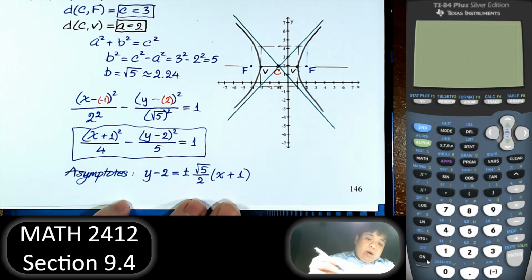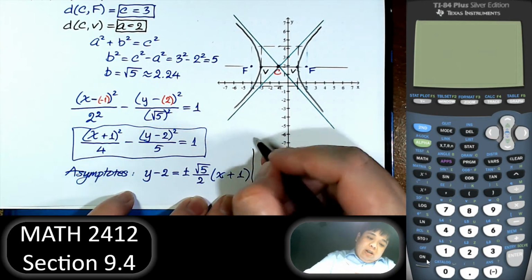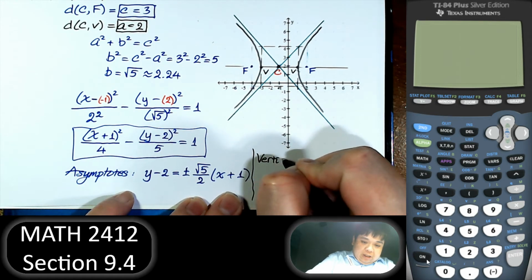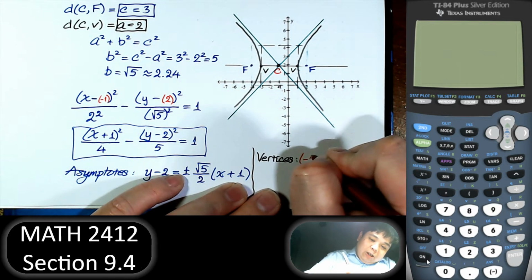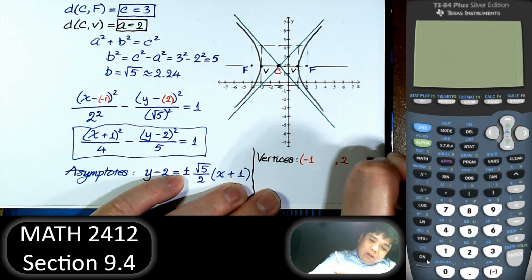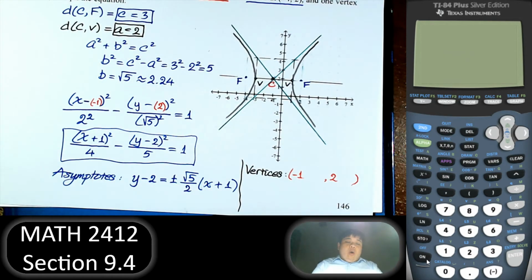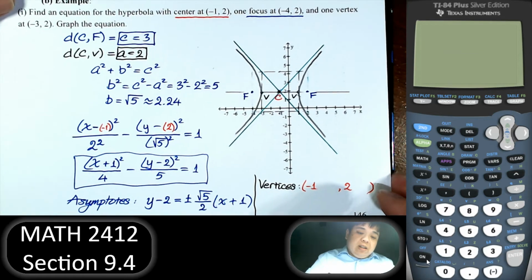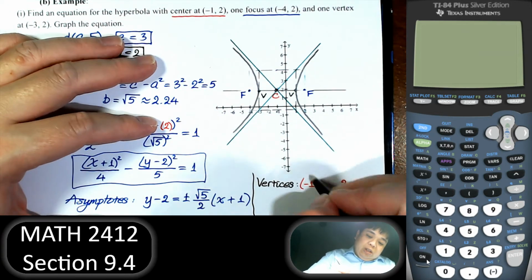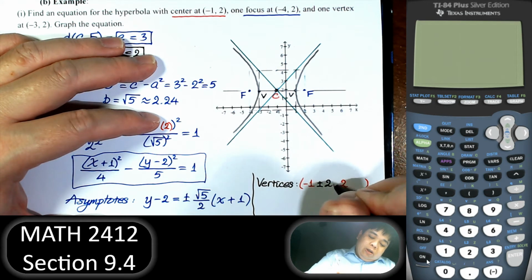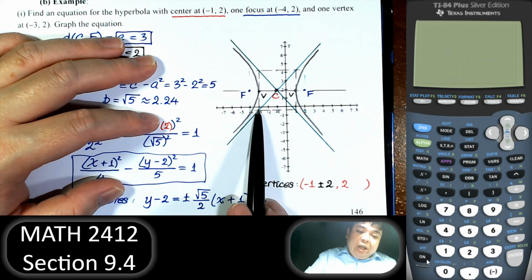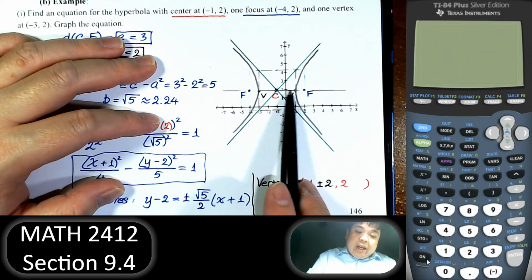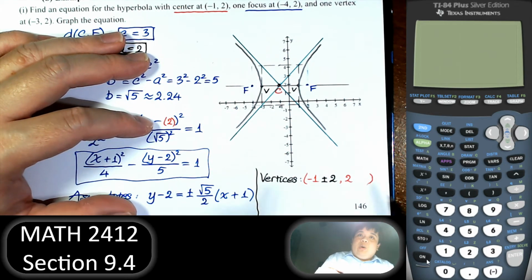If we want to write the coordinates, let's say if we want the coordinates of the vertices, we know the center is at -1 and 2, so we start with -1 and 2. But this one is horizontal, and for the vertices we go left and right 2 units, so we just have plus or minus 2 and 2. So that gives us -3 and 2 and 1 and 2. So those are the coordinates of the vertices.